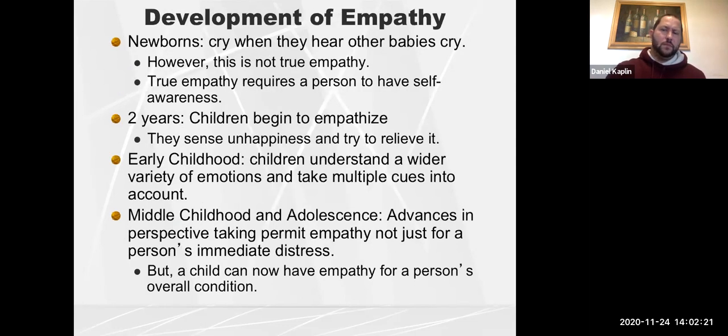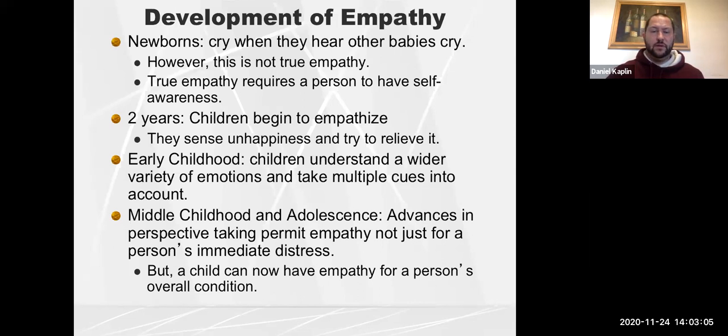So let's look at empathy, right? So newborns, they cry when they hear other babies cry, but I'm not sure that that's true empathy. They might be crying because, as I said, infants cry due to changes in temperature, sound, things like that. But by 2 years old, we do see children have the beginnings of empathy. And if they sense unhappiness in other people, they might try to comfort them or relieve that unhappiness.